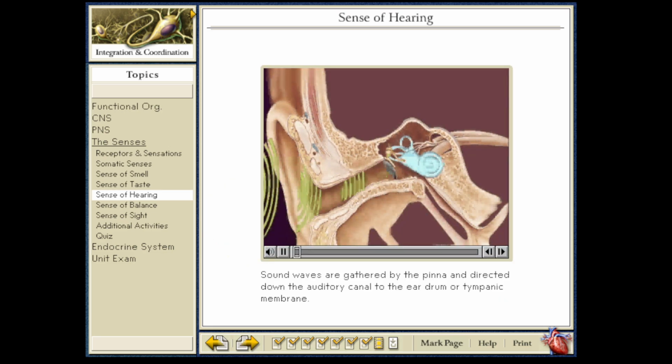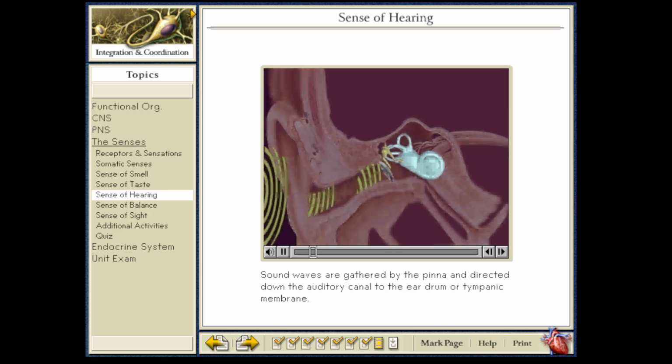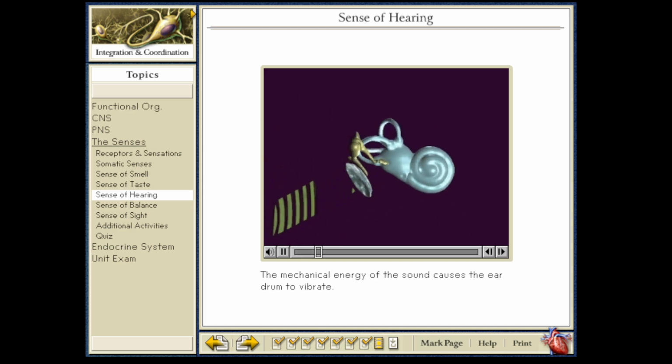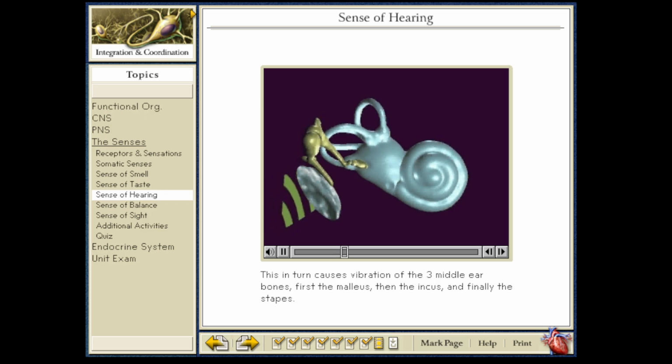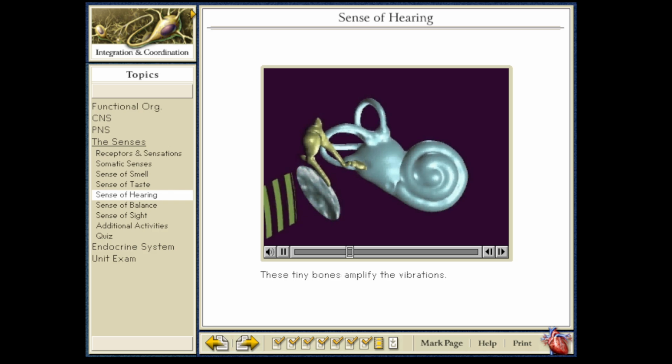Sound waves are gathered by the pinna and directed down the auditory canal to the eardrum, or tympanic membrane. The mechanical energy of the sound causes the eardrum to vibrate. This in turn causes vibration of the three middle ear bones, first the malleus, then the incus, and finally the stapes. These tiny bones amplify the vibrations.